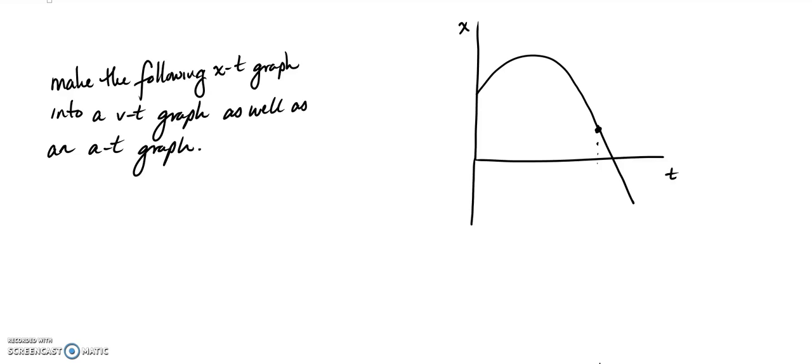Alright, today's mission, which I'm assuming you've chosen to accept because you're watching this video, is to take a position time graph and transform that into a velocity time graph and an acceleration time graph. So, here's my position time graph. At this point right here, it goes from a curve to a line. So that's kind of important to note.